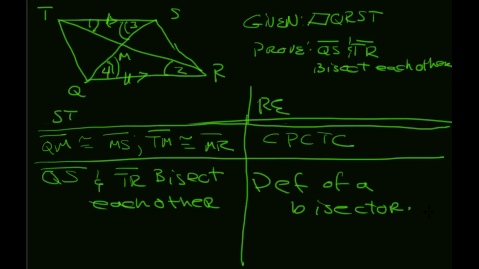Alright, so we have now gotten 3 facts about parallelograms. Their opposite sides are congruent. Their opposite angles are congruent. And their diagonals bisect each other. Okay, we have a couple of special types of parallelograms.